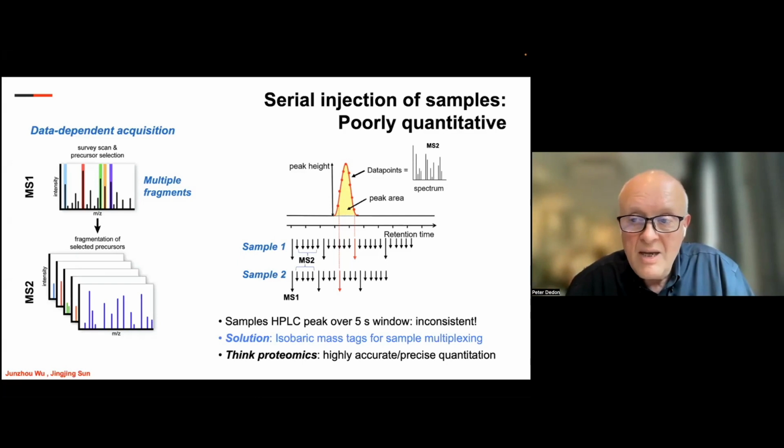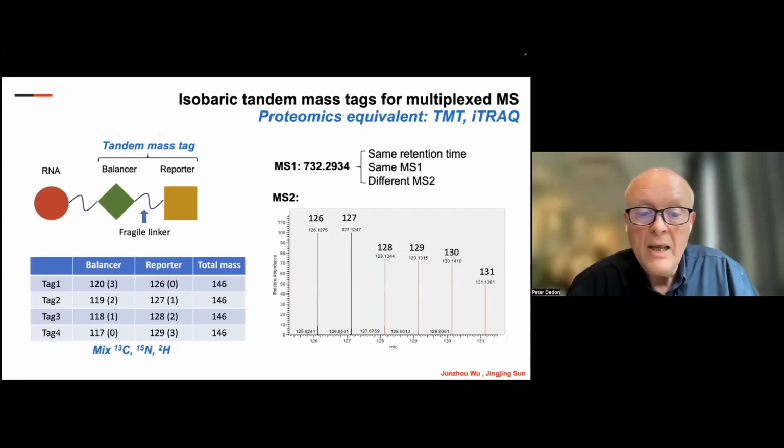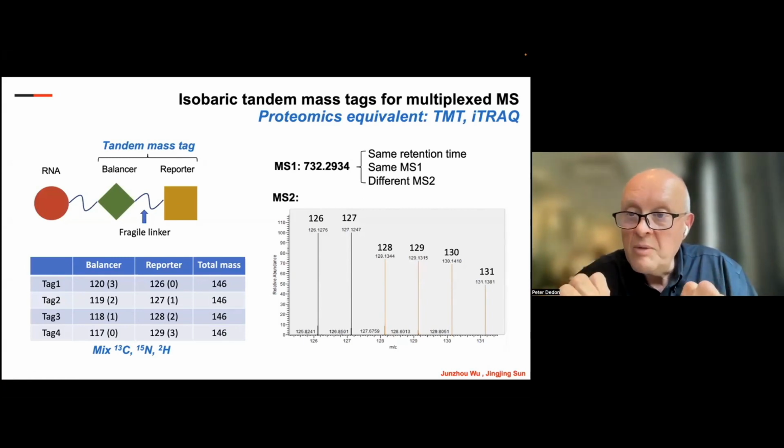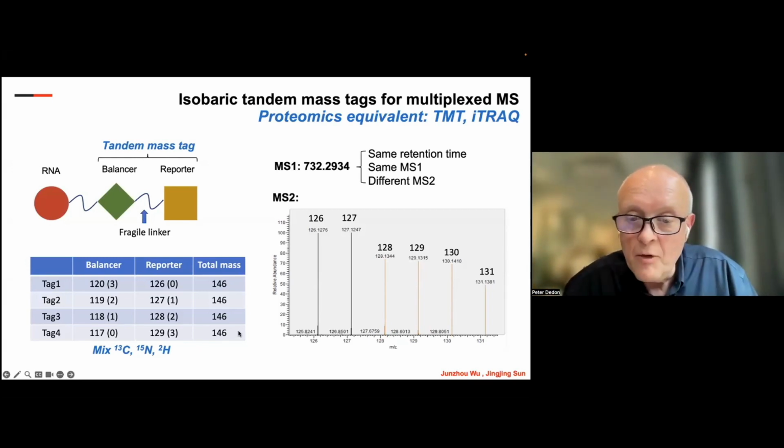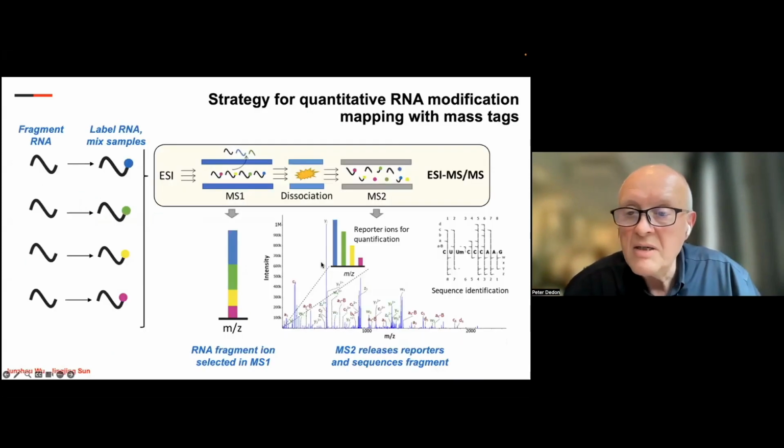This is where isobaric mass tags, just like in proteomics, come into play. The concept here is that you have a molecule that you link on the end of your RNA or your protein. The molecule's got two components. It's got a reporter and a balancer, and you use isotopes like carbon-13 and nitrogen-15 to make different compositions of the reporter and balancer. When you put this molecule in the mass spec, at the fragmentation energy, the reporter pops off and gives you a signal. And now that signal has a different mass depending on the isotopic composition. And so each sample has a different label. We can get the relative quantity of that fragment in that sample by doing these isobaric tags.